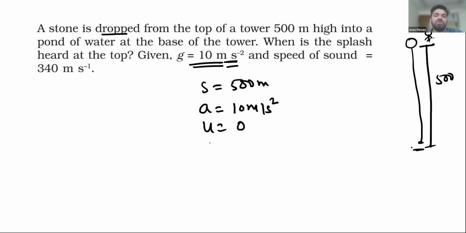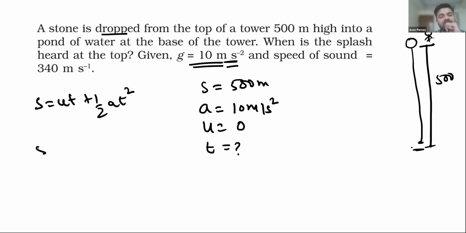And now what is being asked? You need to calculate the time. So what is not given and not being asked? For this question, V is not given and not asked. The fifth thing that is missing is V. So in this equation, S equals ut plus half at square, we don't use V.